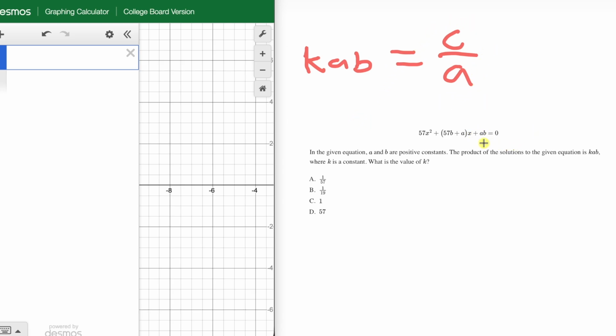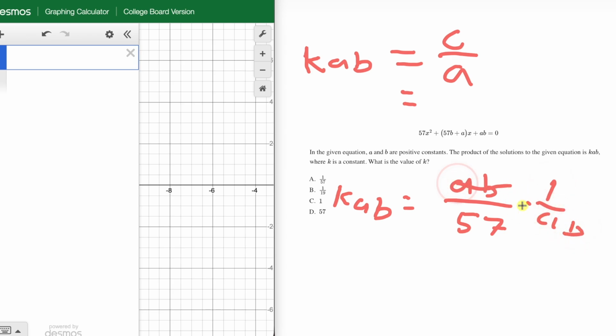So here I know that c is ab, and I know that a here is 57, so ab over 57 equals kab. Now what I would do is solve for it. I would multiply each side by 1 over ab. So 1 times 1 over ab here, and then these would cancel out, and this would cancel out, so I'm left with k equals 1 over 57, and that leaves me with A as my answer here.